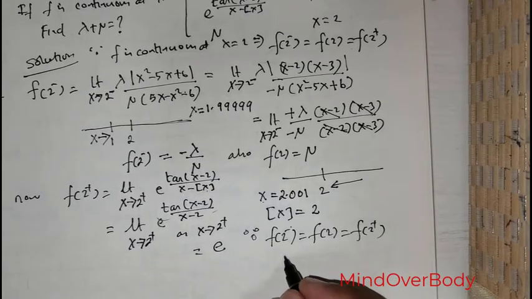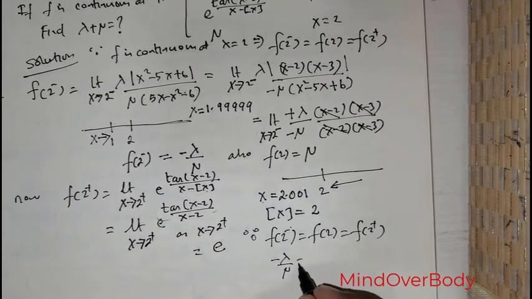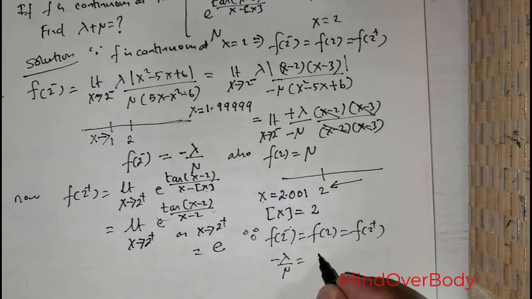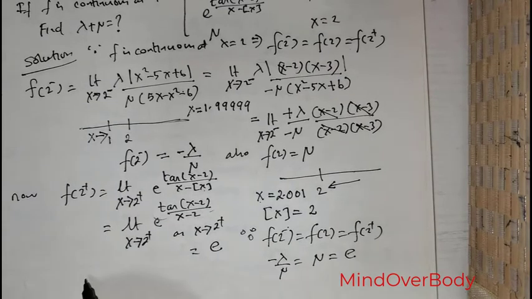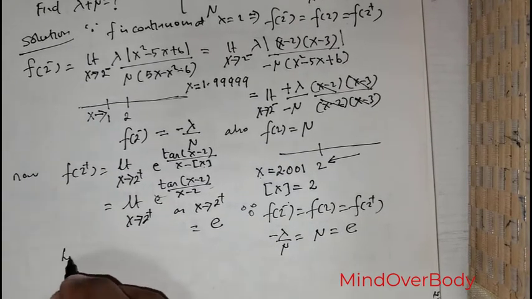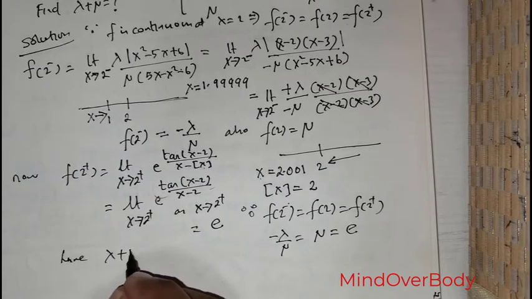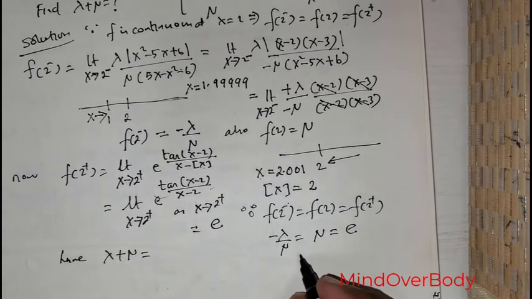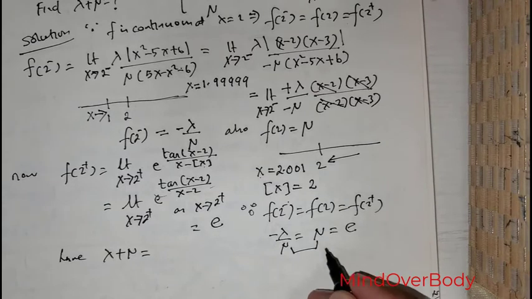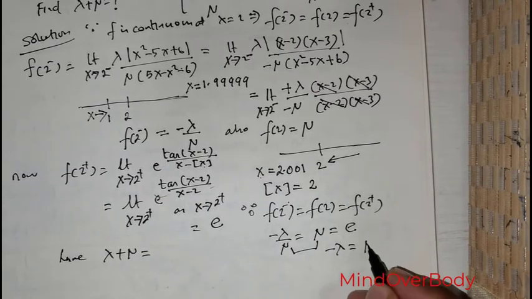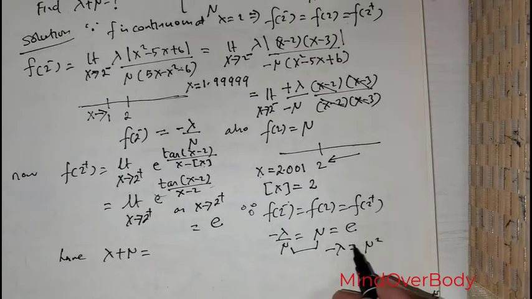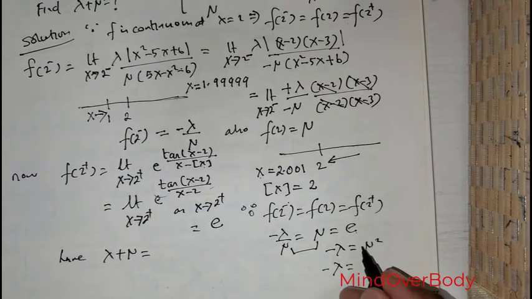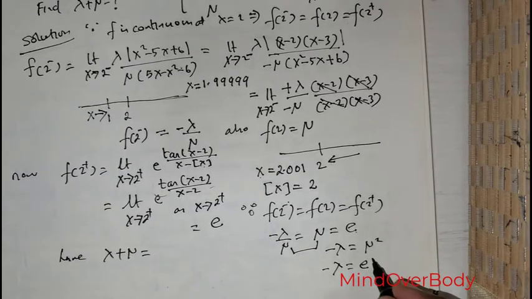F of 2 minus, this is negative lambda over mu, this is my mu, and this is my e, and we have to find the value. Hence lambda positive mu is equal to what? Now from here, if I were to connect these two together, I get negative lambda is equal to mu squared, and I can further substitute the value of mu. So this would mean negative lambda is equal to e raised to the power of 2.